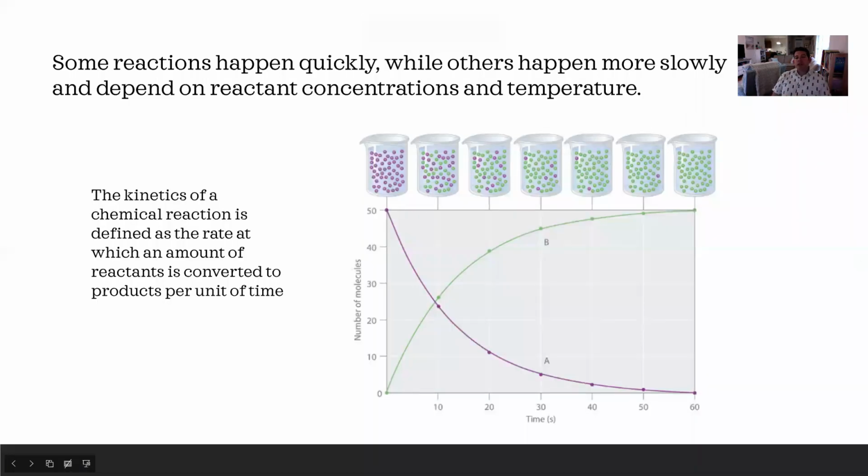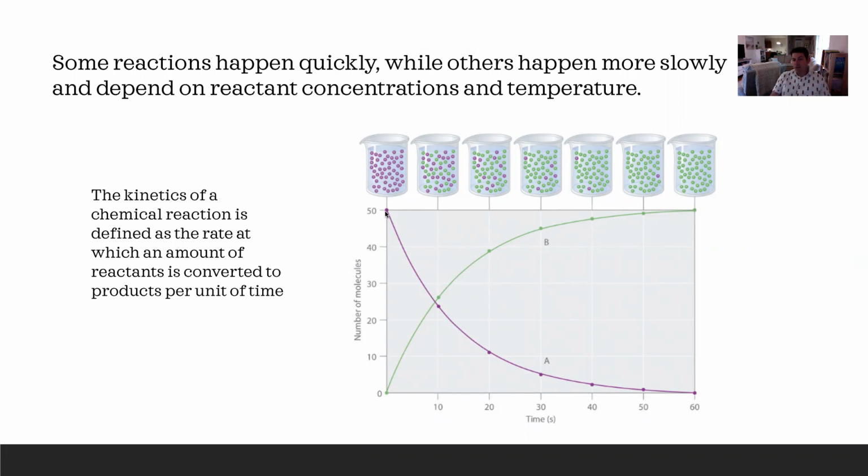So some reactions happen quickly while others happen more slowly and depend on reactant concentrations and temperature. All right, so when we say kinetics, we're talking about the rate of a reaction. And rate, especially for anyone that's taken physics, it's the rate of change. So it's the change in concentration over the change in time.